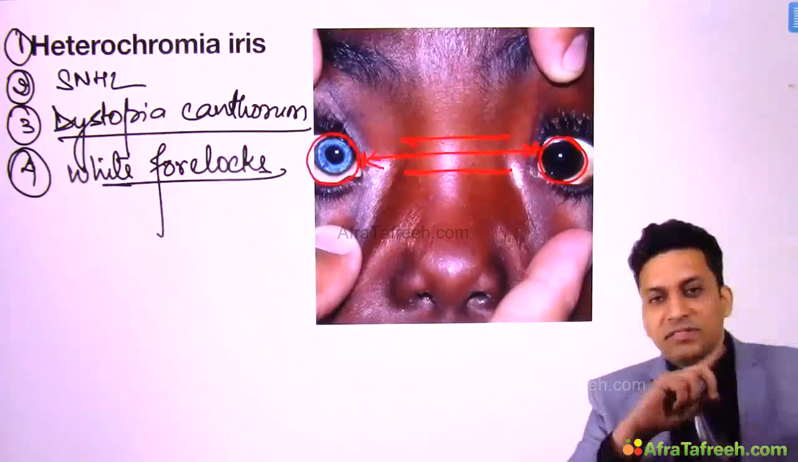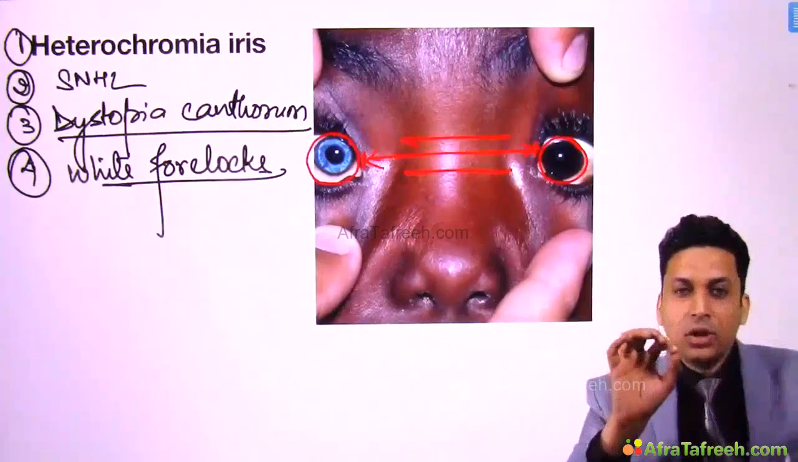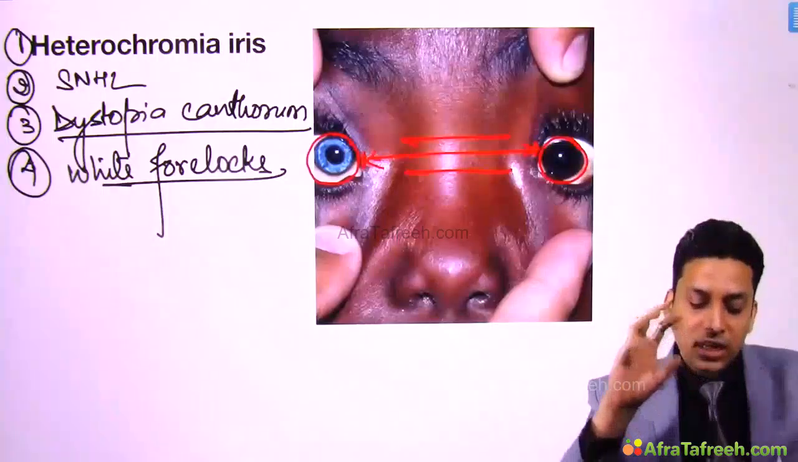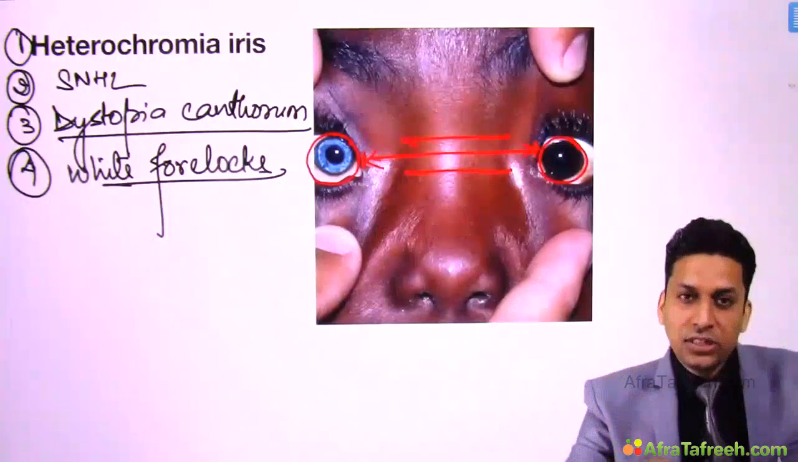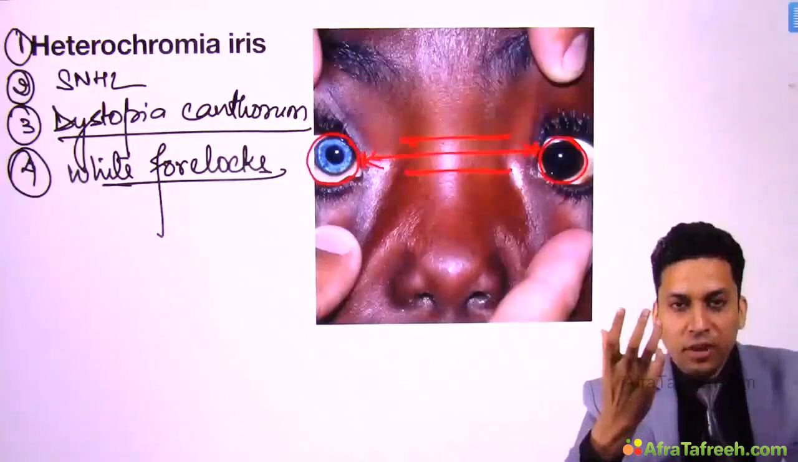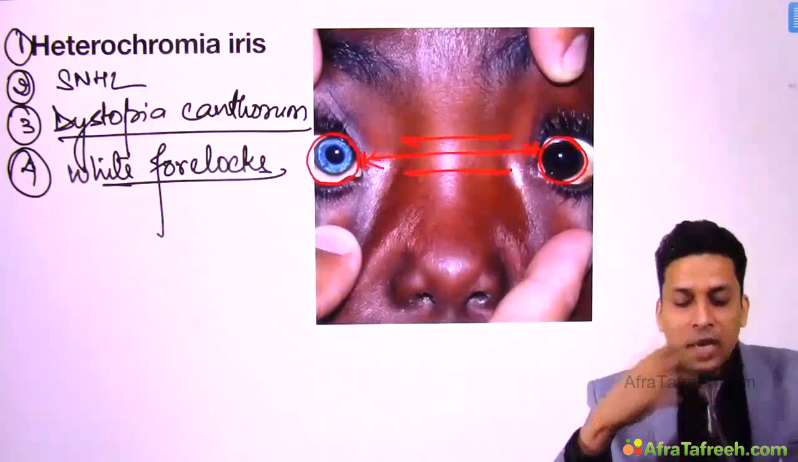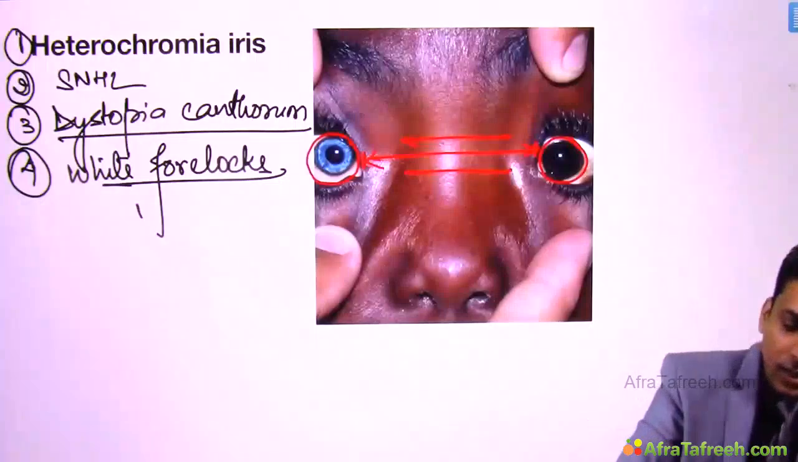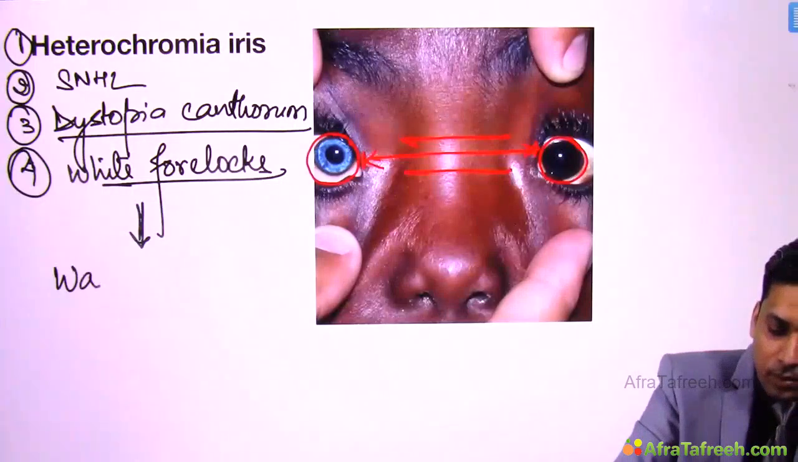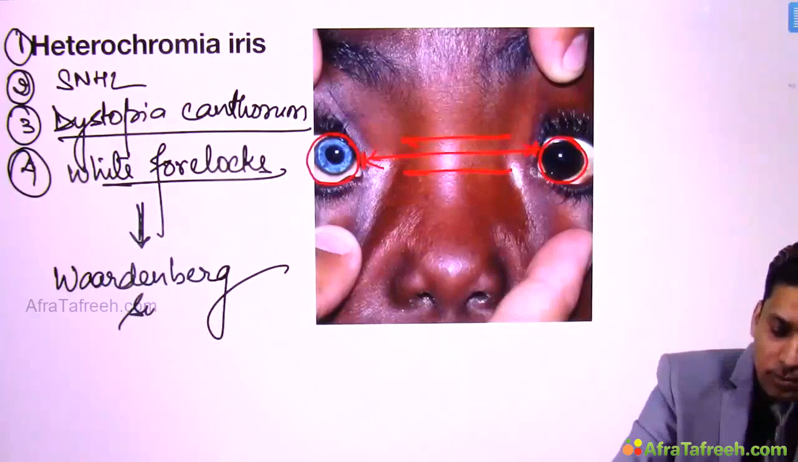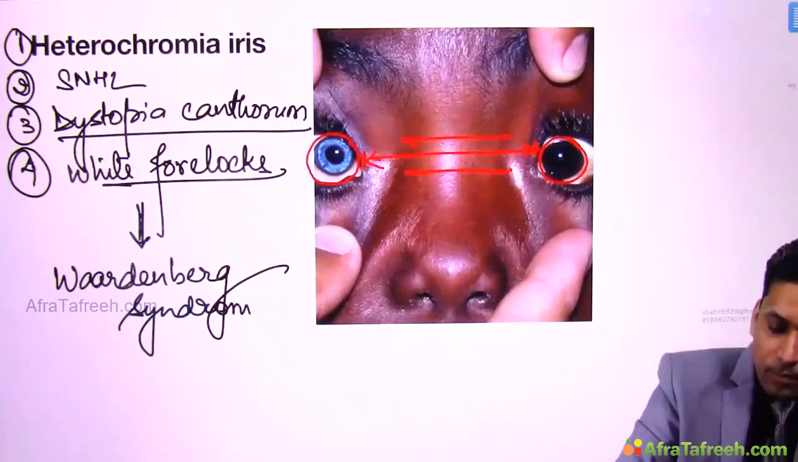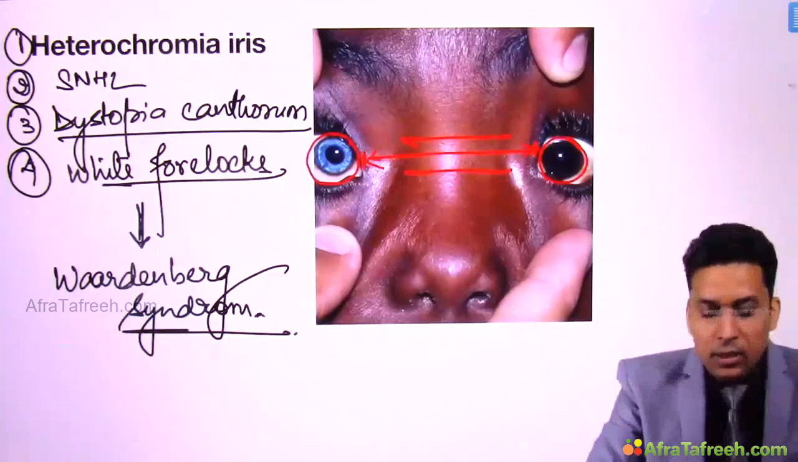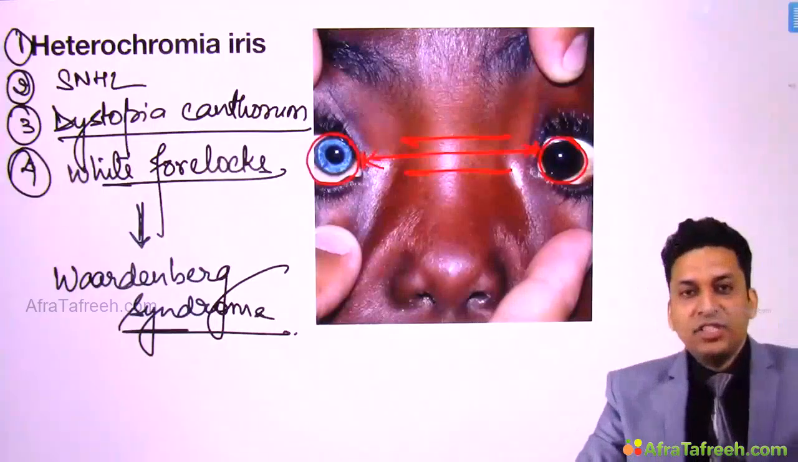Now white forelocks we have seen in piebaldism also. So piebaldism is not the only condition where white forelocks are associated. If white forelocks are associated with these features, that is broad nasal root, heterochromia of the iris, sensorineural hearing loss and dystopia canthorum, then it is suggestive of Waardenburg syndrome. Remember that these are the features which are associated.